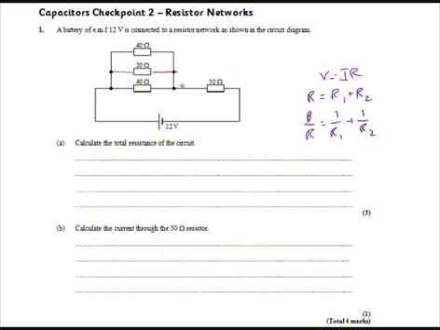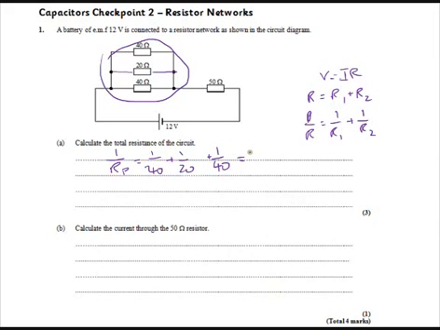We need to look at the circuit and work out that we can't do it all in one go, but we have got some resistors here. These resistors are all in parallel with each other, so we want to work out the equivalent to these ones first. So you do 1 over R parallel for the parallel section is 1 over 40 plus 1 over 20 plus 1 over 40. Okay, add those numbers together.